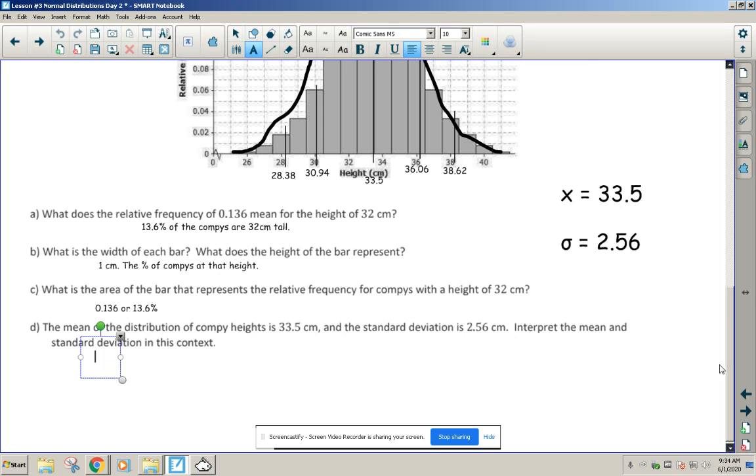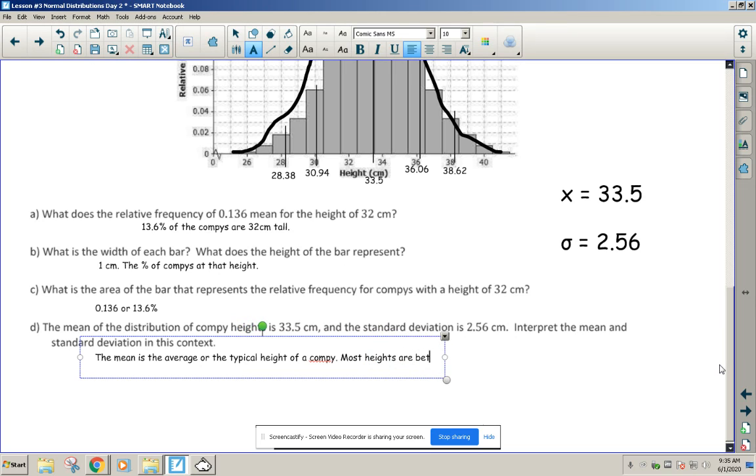And if we were to do that, then we would say, if we were in class, I would ask you to tell me this, and I know somebody would have said the mean is the average or the typical height of a copy. And most heights are between 30.94 and 36.06 centimeters.